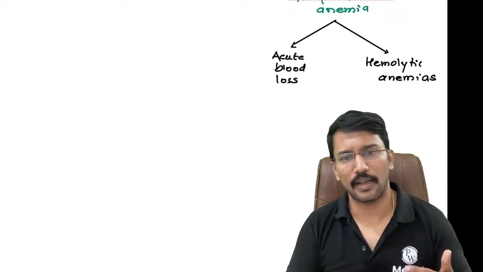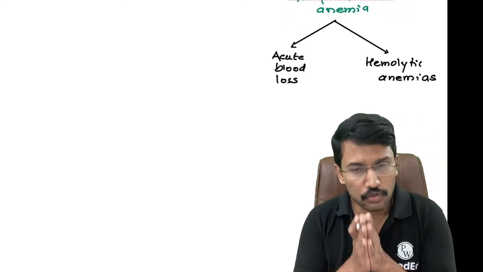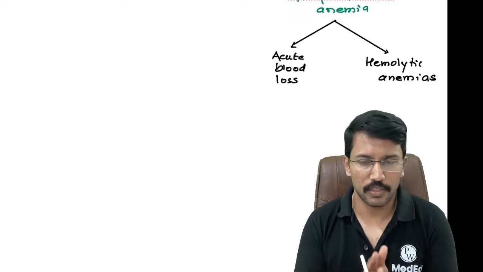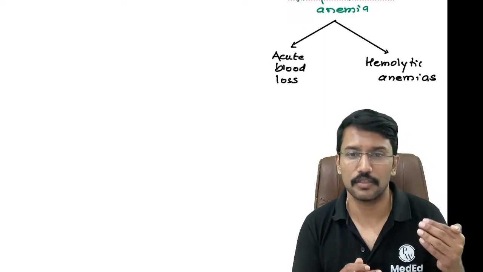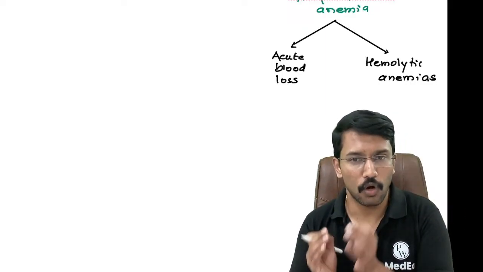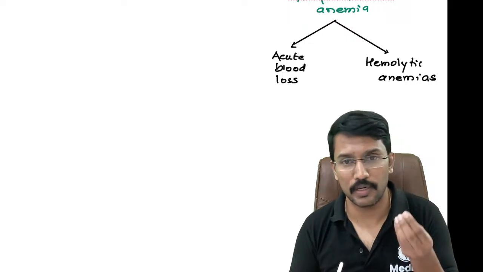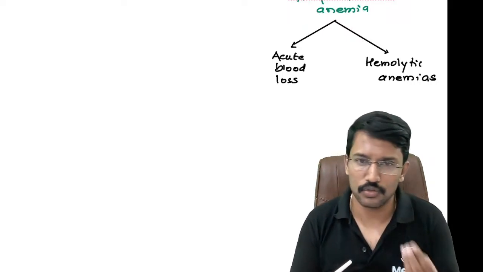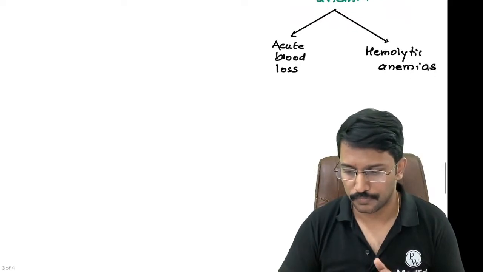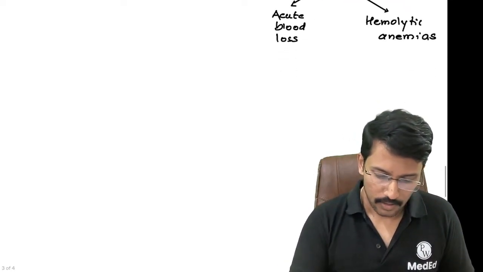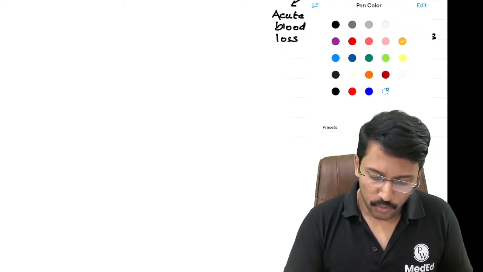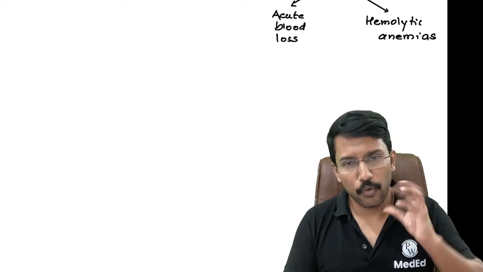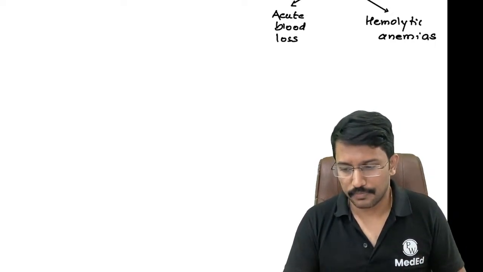Acute blood loss can happen because of various reasons. The most common cause for acute blood loss in today's practice is road traffic accidents or trauma. The second most common reason is gastrointestinal bleeds, when your ulcer bleeds or your hemorrhoids bleed. Now, can anybody tell me some causes of hemolytic anemia, where RBCs are being broken down or lysed in the body?